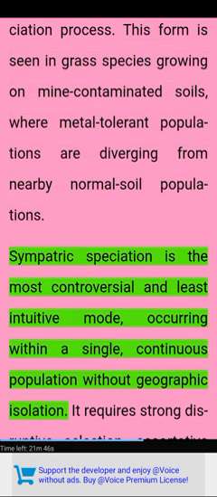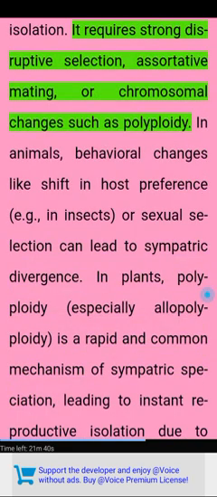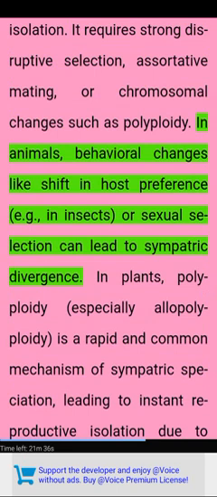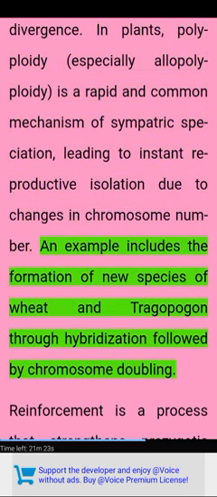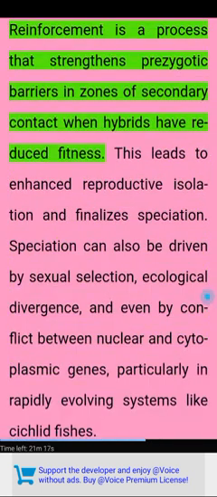populations. Sympatric speciation is the most controversial and least intuitive mode, occurring within a single, continuous population without geographic isolation. It requires strong disruptive selection, assortative mating, or chromosomal changes such as polyploidy. In animals, behavioral changes like shift in host preference, e.g., in insects, or sexual selection can lead to sympatric divergence. In plants, polyploidy, especially allopolyploidy, is a rapid and common mechanism of sympatric speciation, leading to instant reproductive isolation due to changes in chromosome number. An example includes the formation of new species of wheat and Tragopogon through hybridization followed by chromosome doubling.